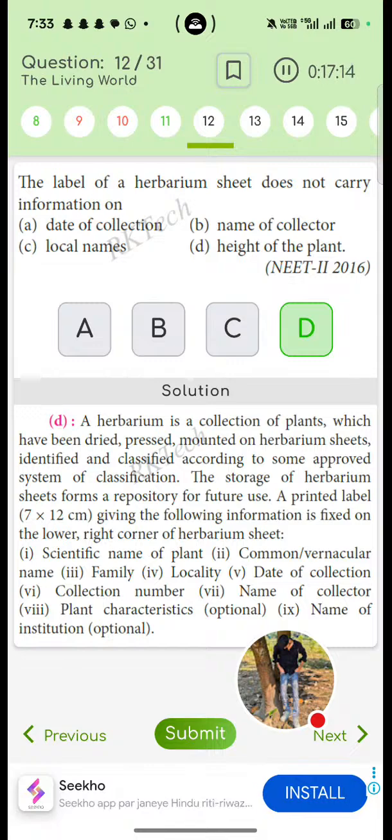Scientific name of plant, common vernacular name, family, locality, date. What is given? First is the scientific name of the plant. Second is the common name or vernacular name. Then third is family, fourth is locality, and fifth is date of collection. Sixth is collection number, seventh is name of collector, eighth is plant characteristic, optional, and name of institute, optional.